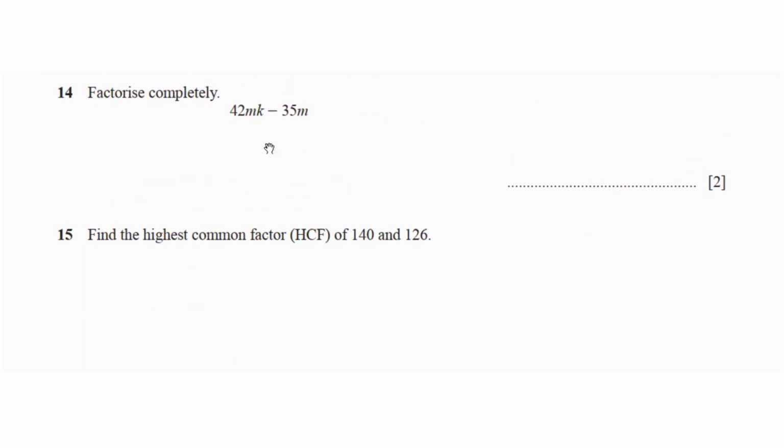Question 14 says, factorize completely 42mk minus 35m. I know that 42 comes in the 7 times table and 35 also comes in the 7 times table. So if we split this into its factors, it's 6 times 7 times m times k minus 7 times 5 times m. As you can see, we have 7 common and m common. So I'm going to take 7m common outside, and inside the bracket, we'll be left with 6k minus 5.